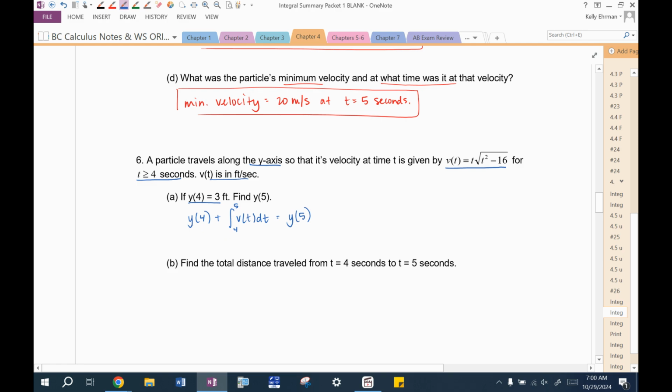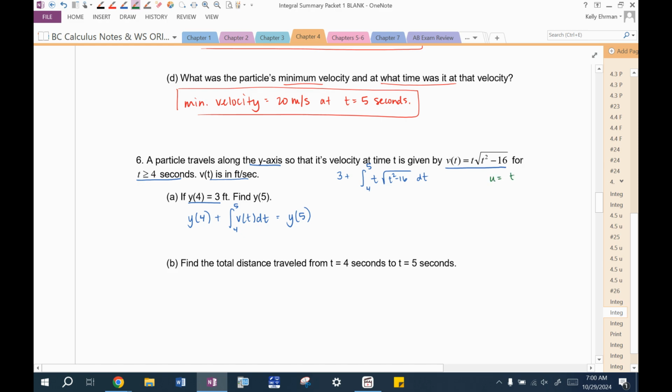All right, so what was y of 4? Y of 4 was given to us as 3 plus, I need to set up this integral. Actually, let me take my work over here. Okay, so 3 plus the integral from 4 to 5 of t times the square root of t squared minus 16 dt. All right, so let's do a bit of u sub. We'll do that off to the side here.